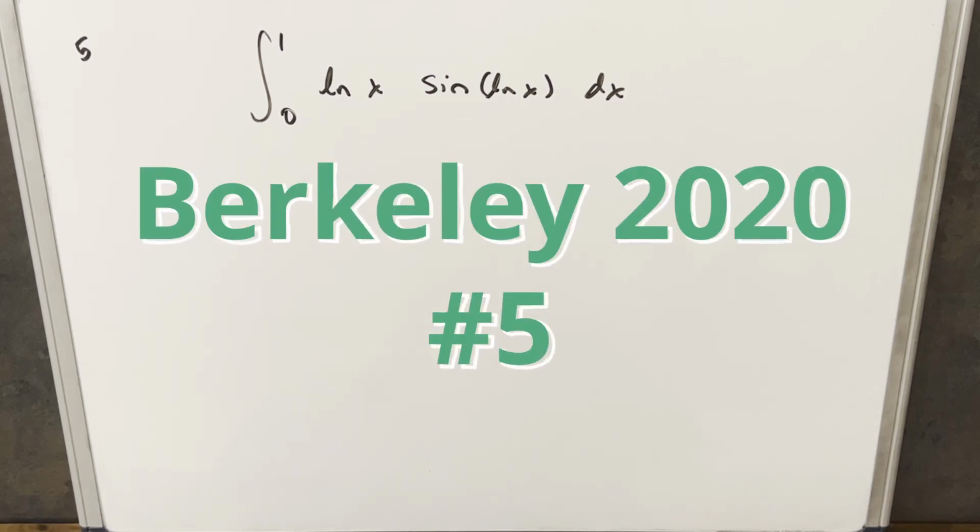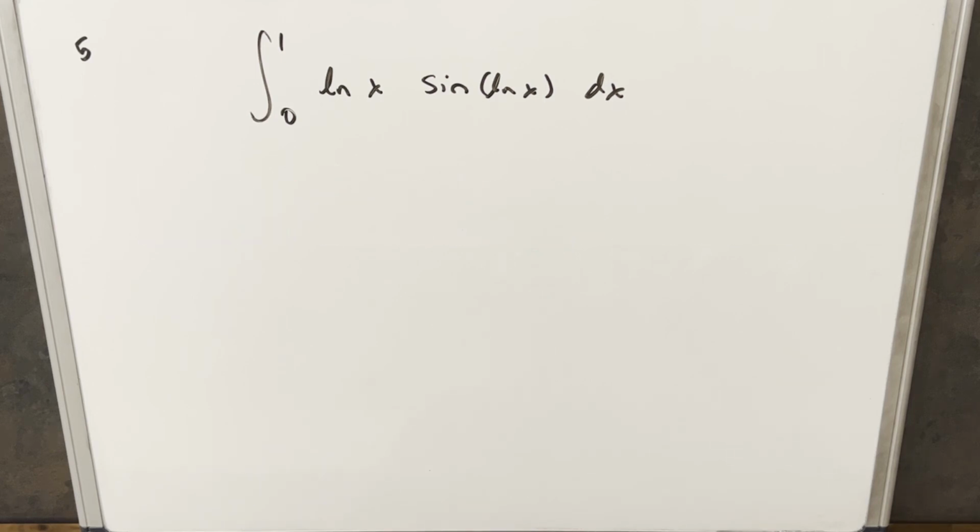Okay, we have here today another interesting integral from the Berkeley integration bee 2020. This was problem number 5. We have the integral from 0 to 1 of natural log x times sine of natural log x dx. I thought this was an interesting problem, and I'm definitely thinking integration by parts could help us out.